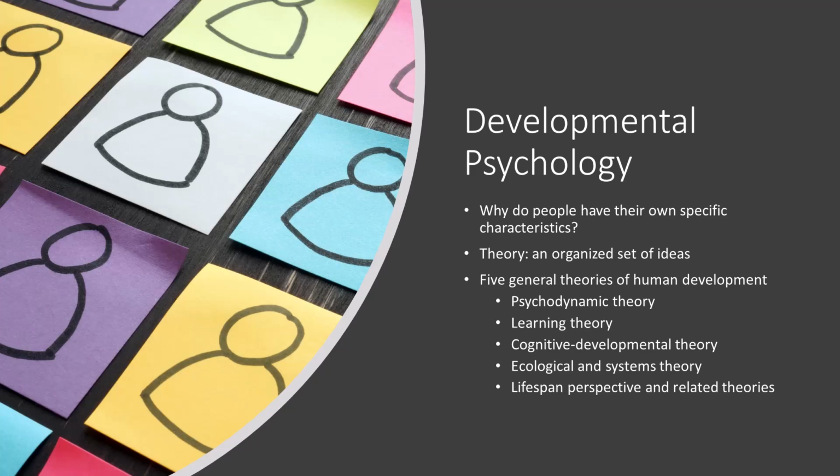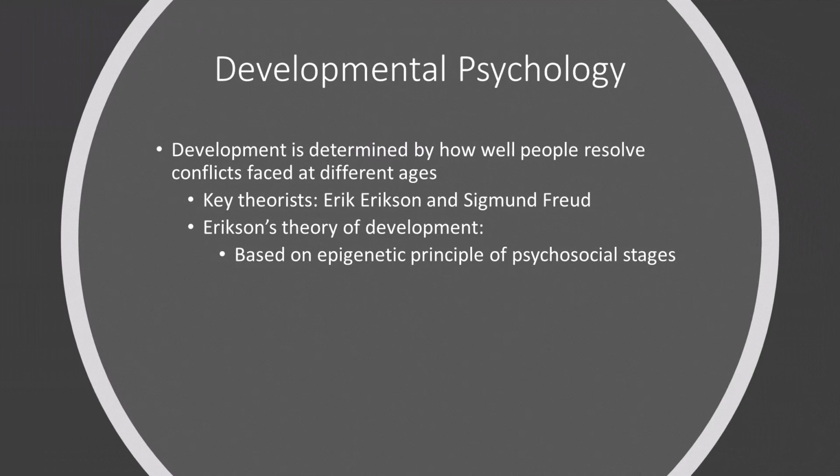Now, housed within psychodynamic theory, often people think of Freud right away. However, there are other theorists housed within psychodynamic theory. One of the key theorists as it relates to development is Erik Erikson. And yes, Sigmund Freud as well. He is there. I will briefly talk about Erikson's theory of development. And Erikson really looked at epigenetics in terms of psychosocial stages. Now, briefly, Erik Erikson said there are 8 stages of psychosocial development.